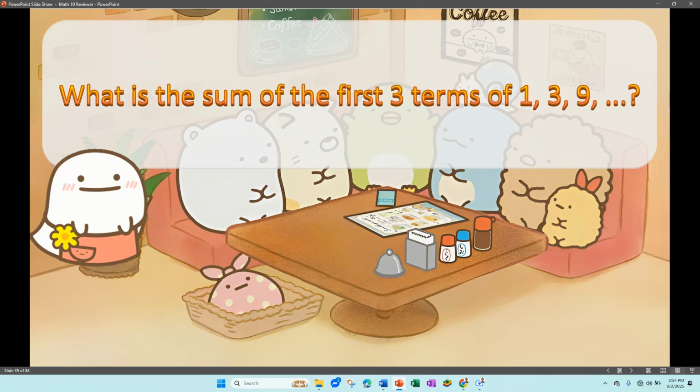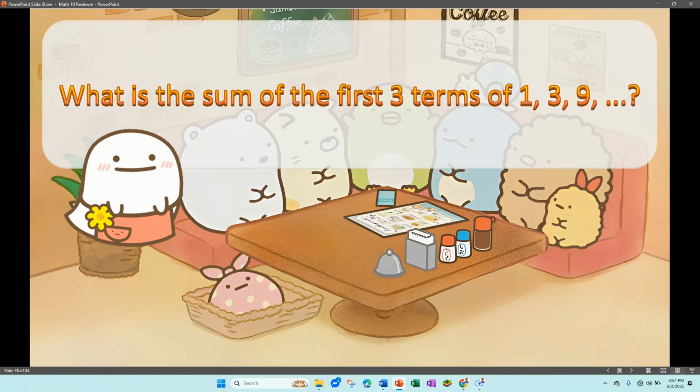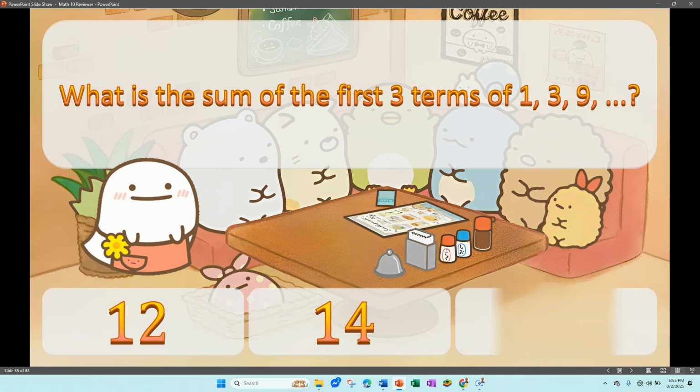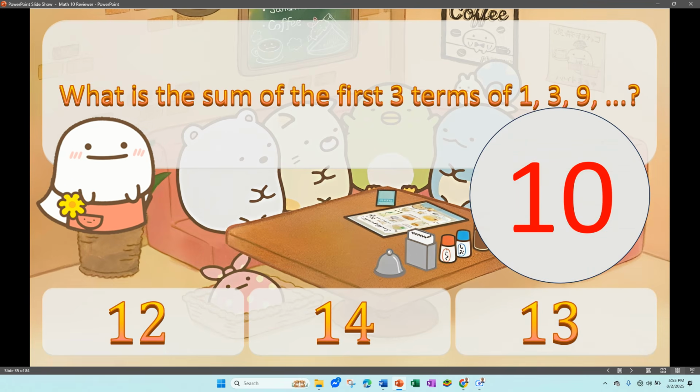How about the sum of the first three terms of 1, 3, 9? 12, 14, 13. 10 seconds, go.